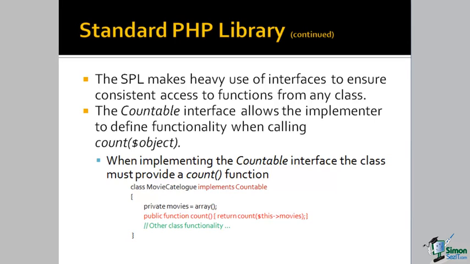So here in our example, we have a class movie catalog that implements the Countable Interface. And notice that we have a function named count. That function is defined in the Countable Interface. We are required to define that function within our class. Again, there is nothing that requires us to implement it in one way or another.